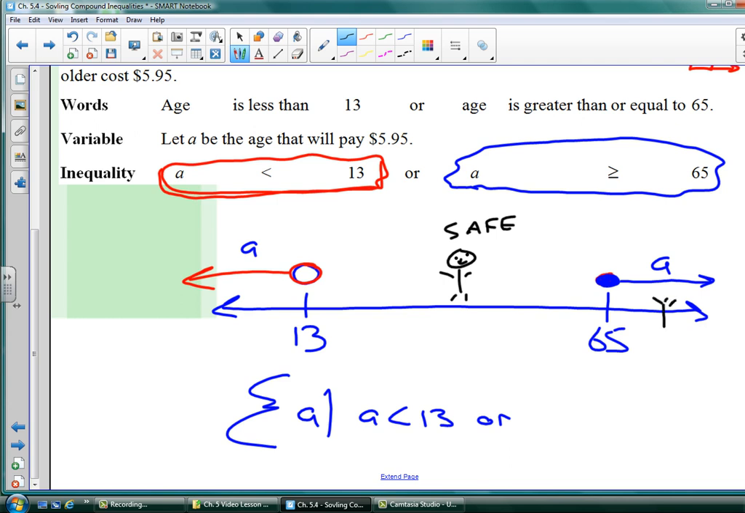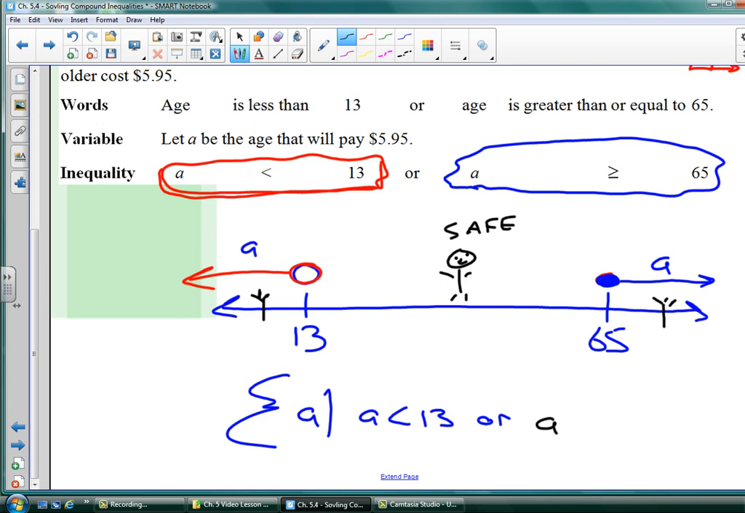Okay? You want to be safe from the zombies. So you want to be on the outs. You want to be inside the safe zone, and the zombies are what we're talking about. Okay? So it's saying two things. A is less than 13, or, because I have to put that or there, because they're not overlapping. They don't connect. They're not both true at the same time. One's true, or the other one is true.